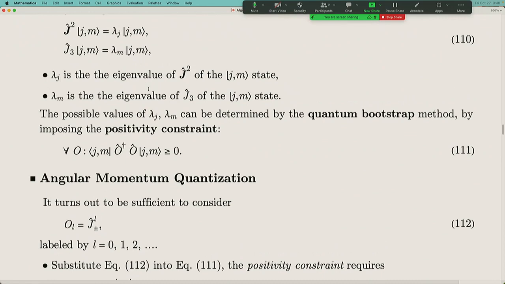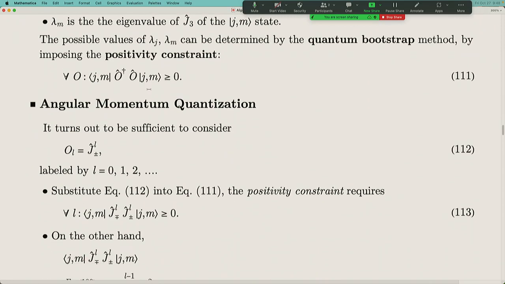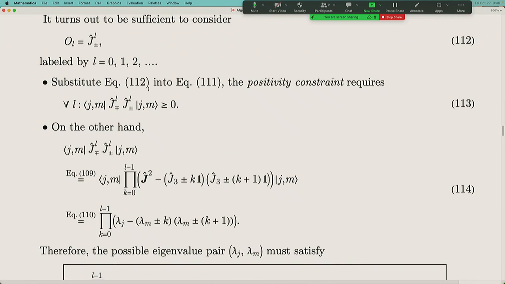So based on this idea, we can now apply a bootstrap idea, which means that there's an important relation called the positivity constraint, which says that for any eigenstate of J square and J3 labeled by this little j and little m, no matter what operator you apply on that, as long as you do this O dagger O and sandwich it between the same state, it must be greater than or equal to 0, because this is like a ket state, this is like its dual bra state, and then the scalar product must be greater than or equal to 0. So once you choose the operator to be the raising or lowering operator to the L's power, you can show that this must be evaluated to something greater than or equal to 0.